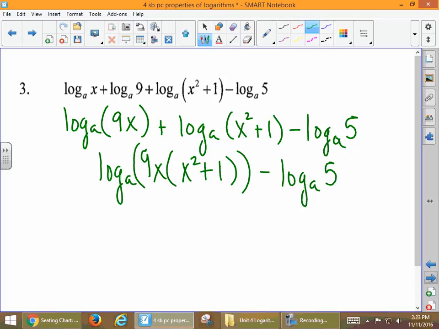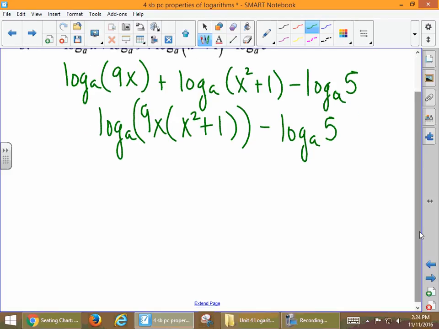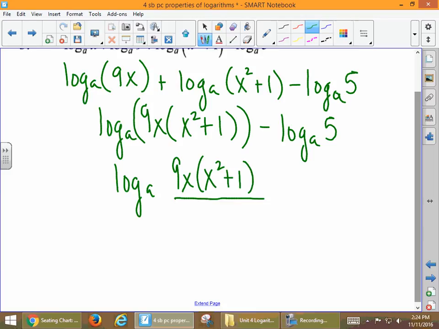Well, we have one more step to go. We have a minus in the problem now. And what does minus tell us to do when we're working with our properties of logarithms? Well, minus tells us that we need to divide. So we're going to get log base A of 9x times x squared plus 1, divided by 5. And if you want to get technical, it really does need parentheses.